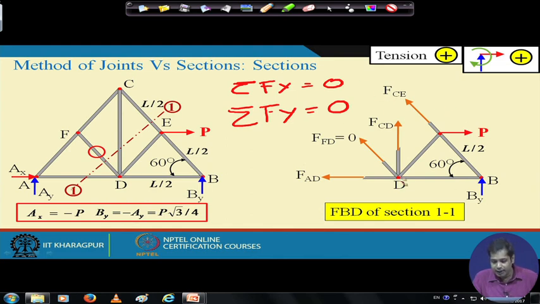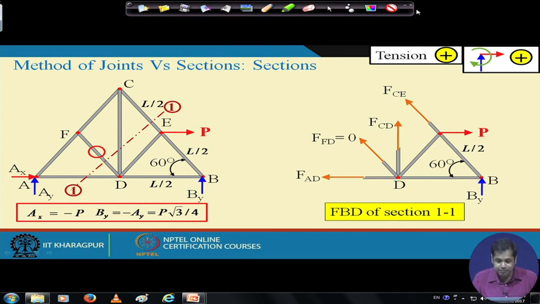Now, suppose in this case I take moment about joint D. This force will not contribute, this force will not contribute, because these two forces have their line of action passing through joint D, but this force and this force will contribute. Similarly, if I take moment about E, then this force will not contribute, this force will not contribute, but these three forces will contribute, because they are not passing through this point. So, summation of moment about any axis is 0. All these three equilibrium equations you can use.